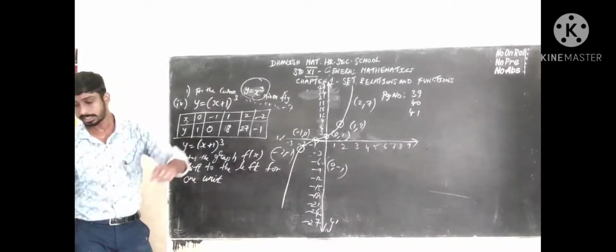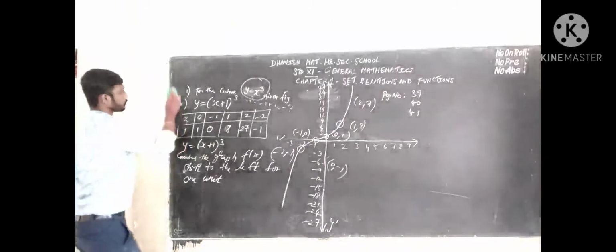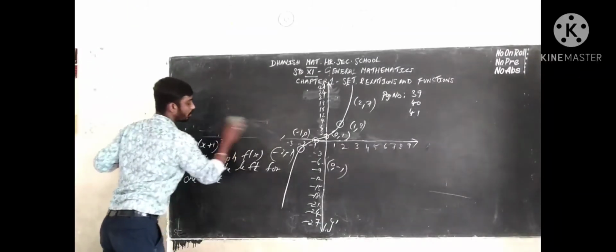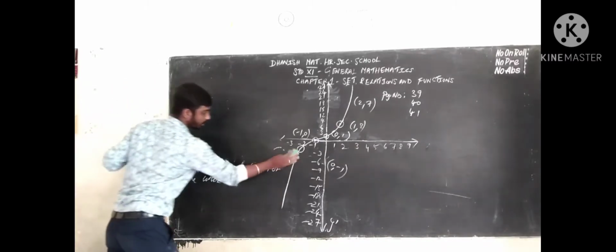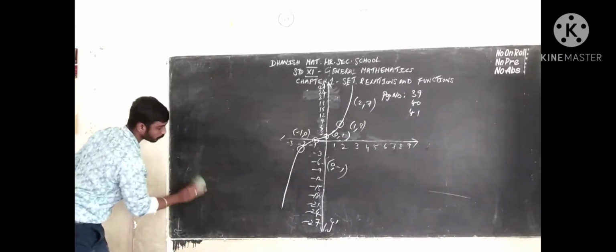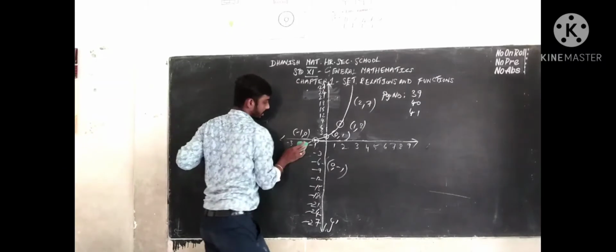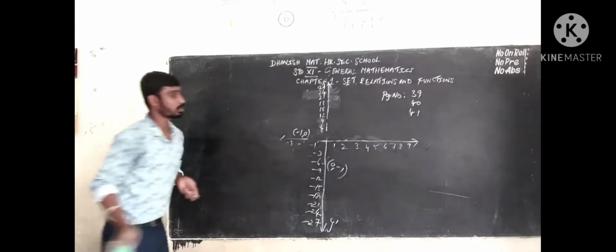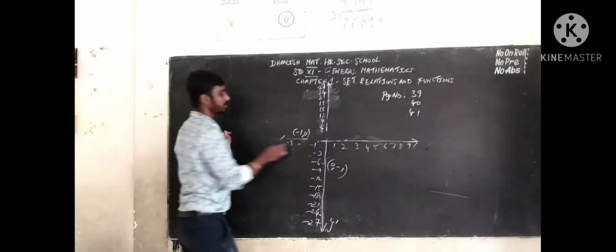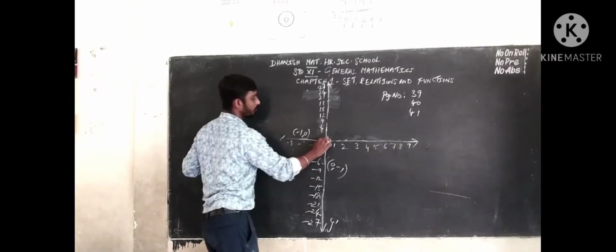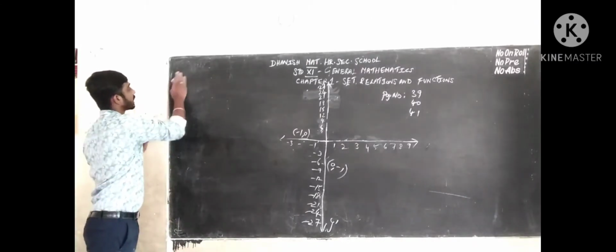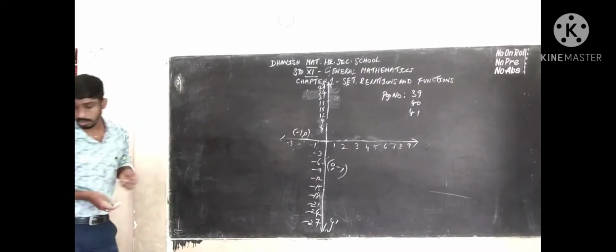Okay. Now let's see the second question. This is the easiest one, you know already. First we go through the conditions from page numbers 39, 40 and 41. Then we are going to see the second one. What is the question given here?